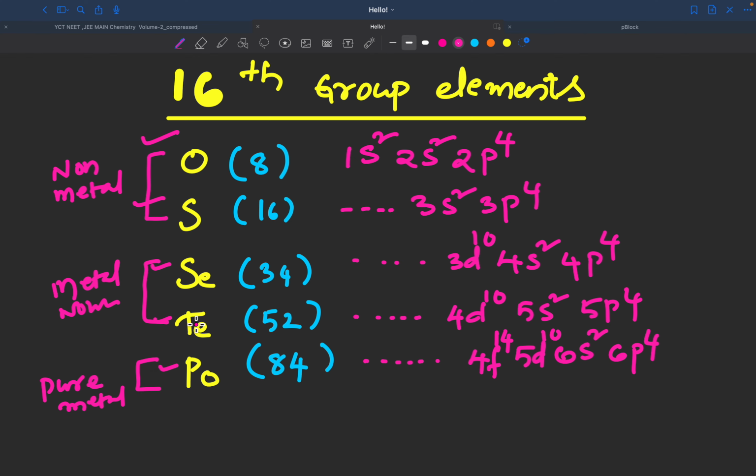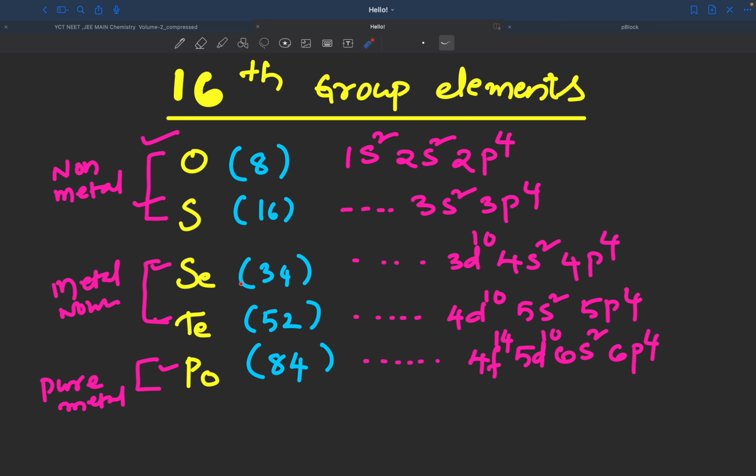Okay, and physical properties we should know. We have already covered all these physical properties. What happens from top to bottom? Atomic size increases. Why? The differentiating electron every time enters a new shell, not subshell. In oxygen it is present in the second orbit, in sulfur the third orbit, in selenium the fourth, in tellurium the fifth, and the sixth in polonium. That's why the atomic size increases, right?